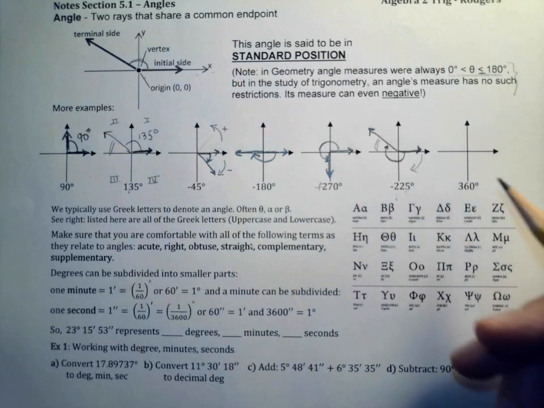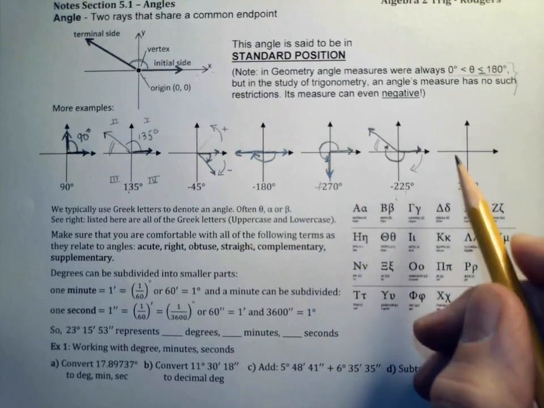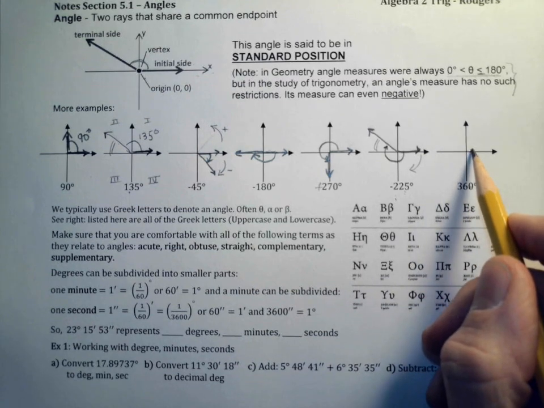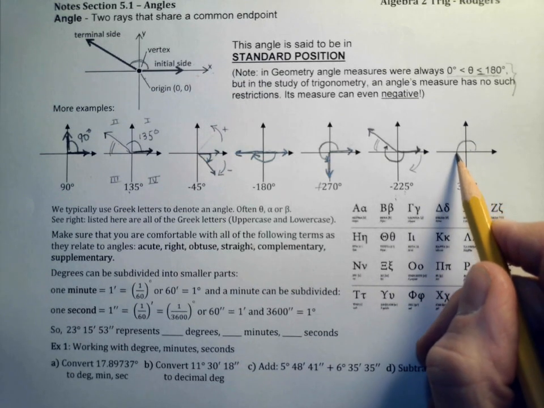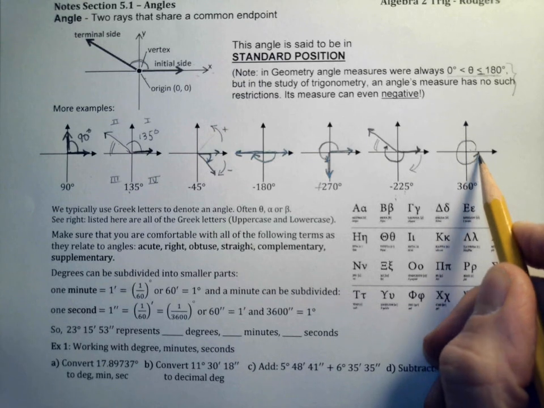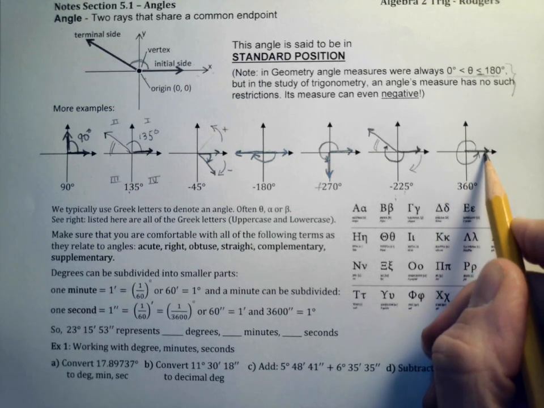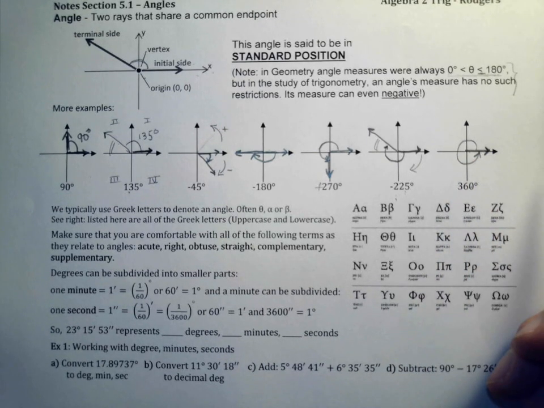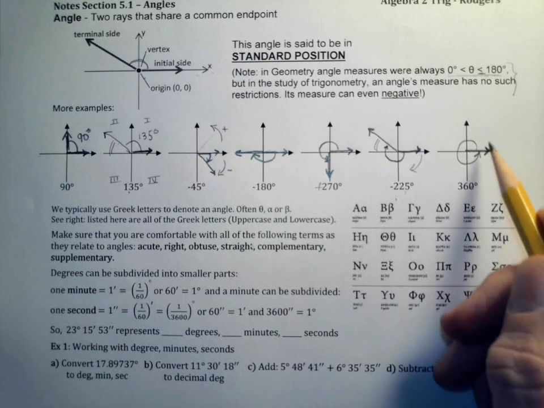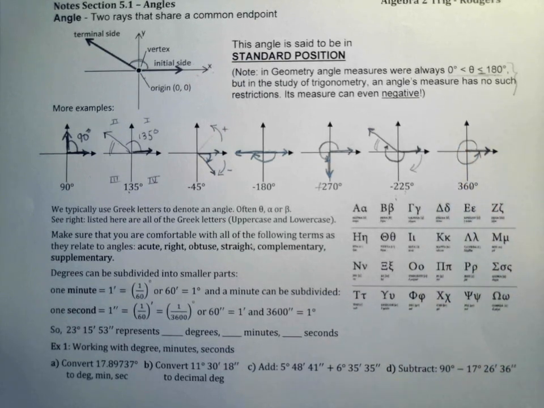Okay, so 360 degrees, that's one full revolution. So that means we would start here, rotate all the way around. And so the terminal and initial side are the same thing. 360 degrees in one full revolution.